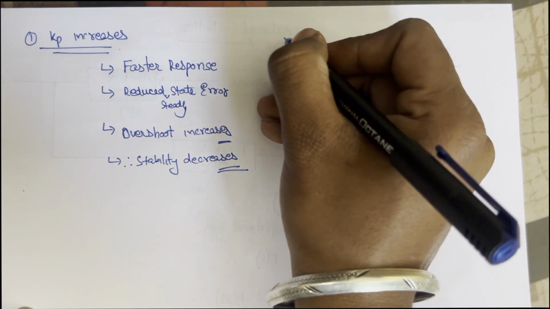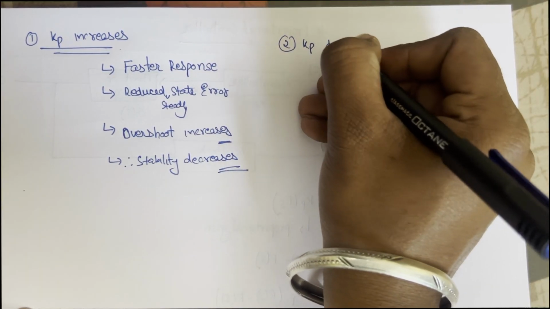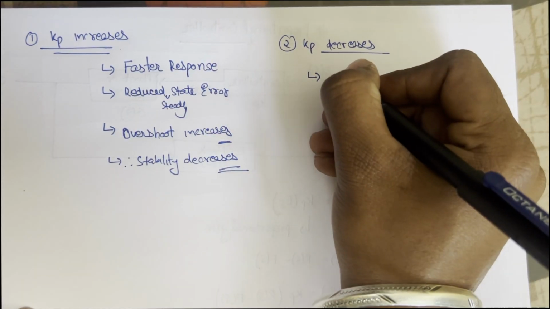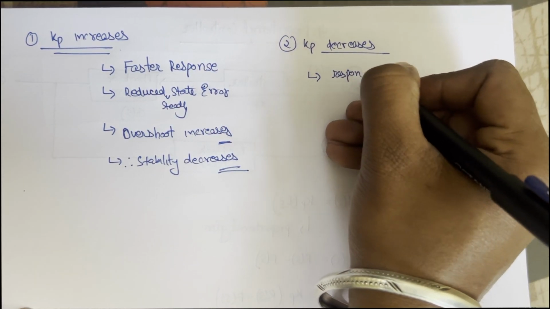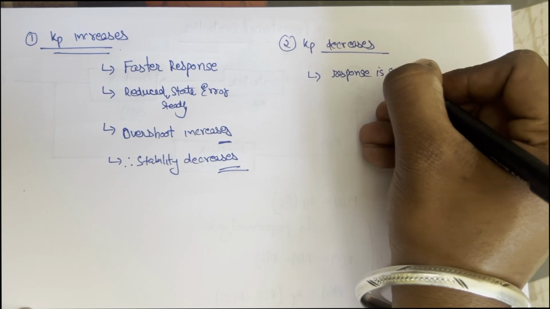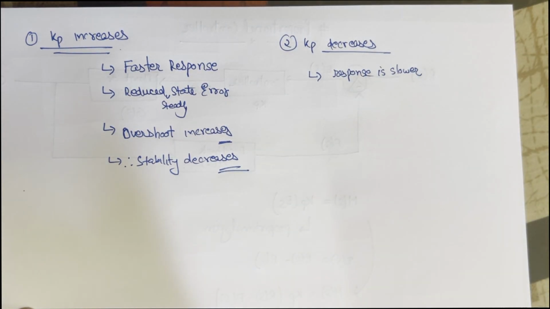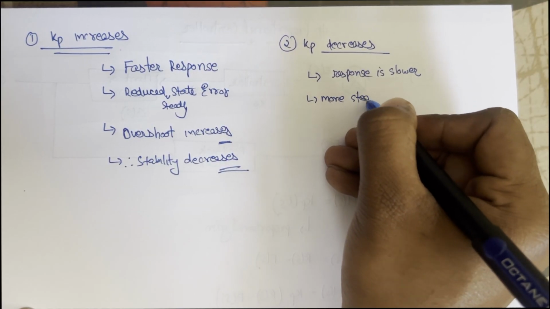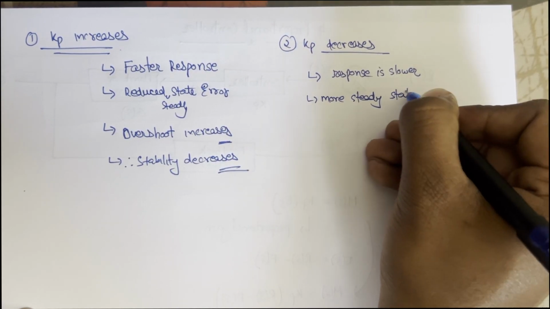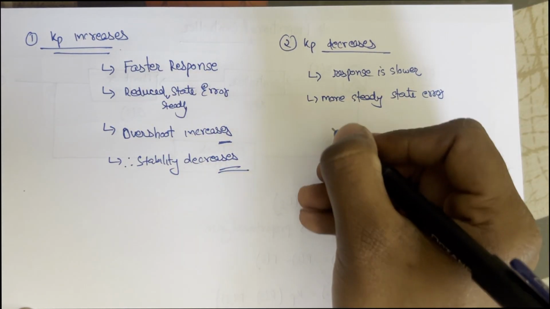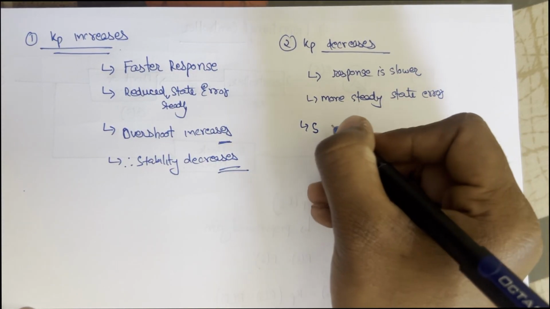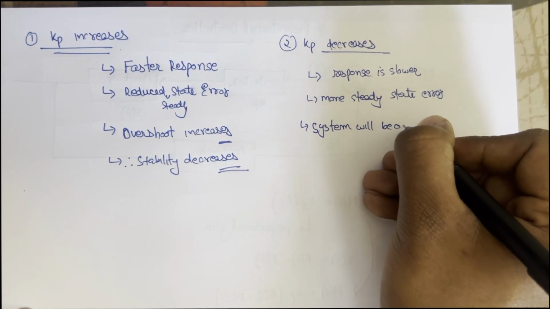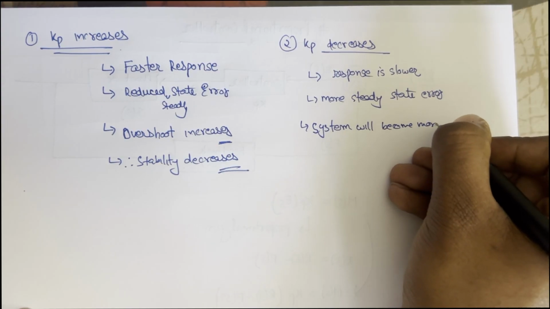Whereas when the Kp decreases, the response of the system will be slower, and there will be more steady state error, and the system will become more stable here.